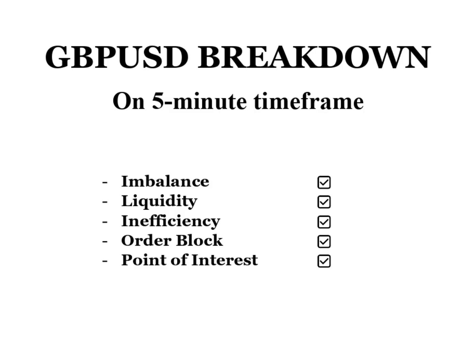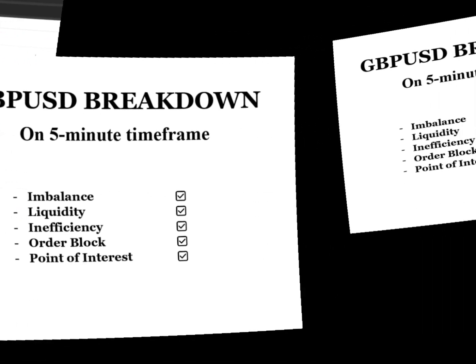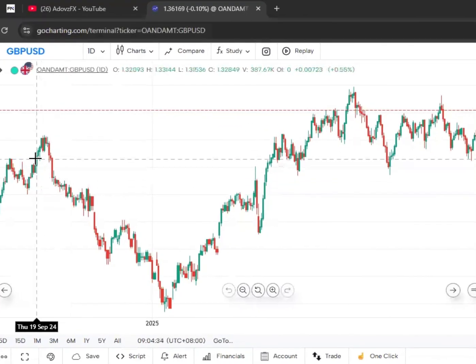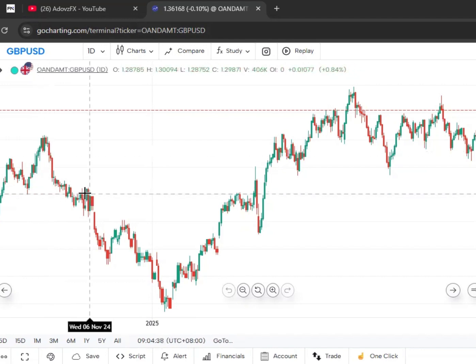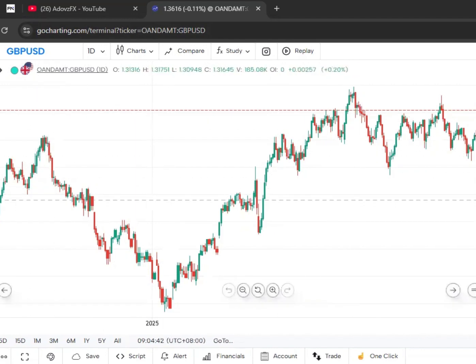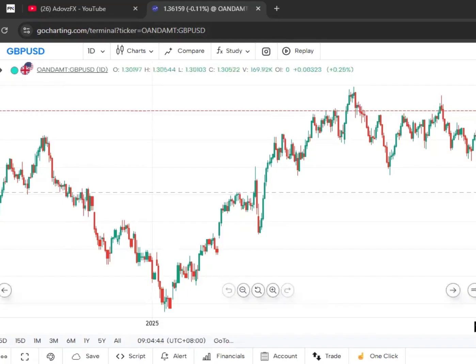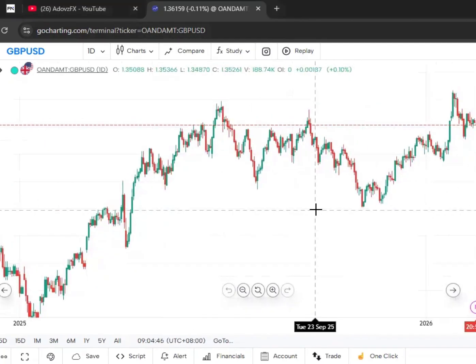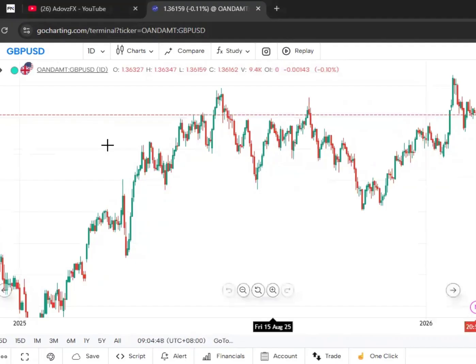Let's dive in. But before we go to the 5-minute time frame, I will do a quick top-down analysis and also I will mark our chart. In the daily time frame, we are on an uptrend creating this higher high, higher low, higher high, and higher low. So no doubt GBP is dominating the dollar right now.